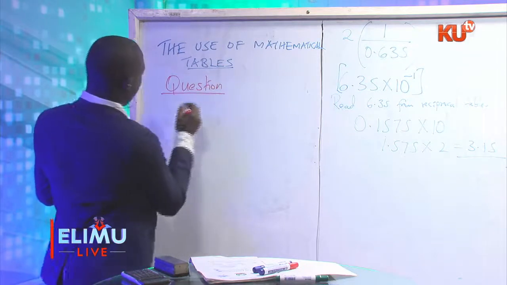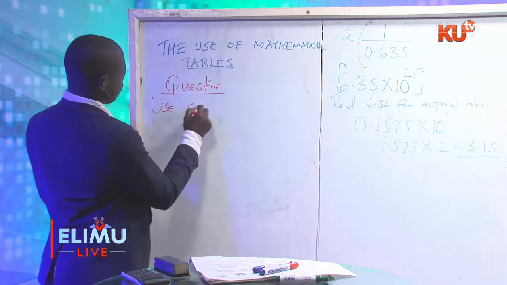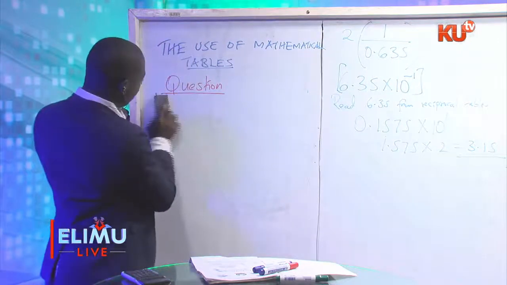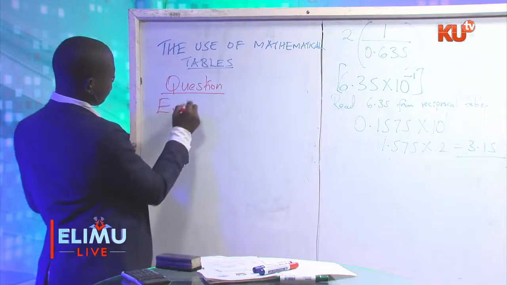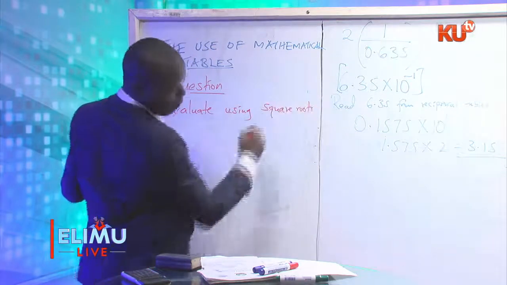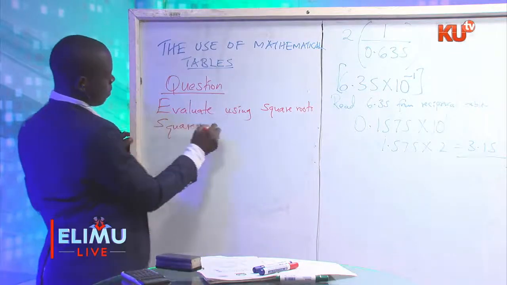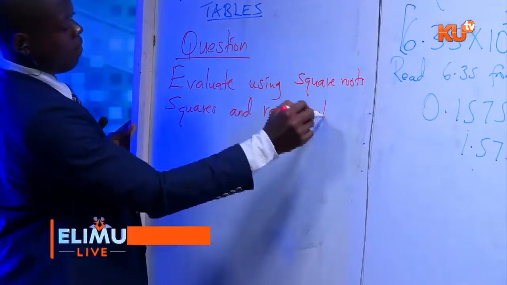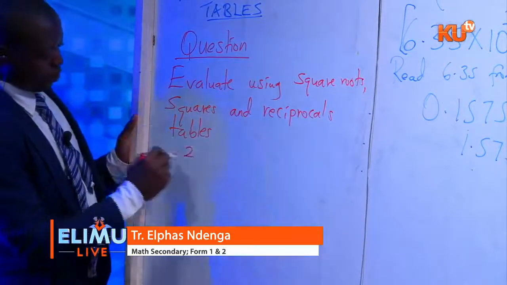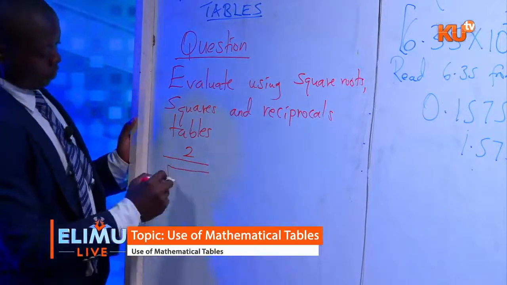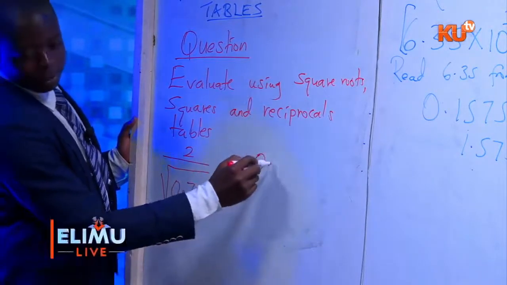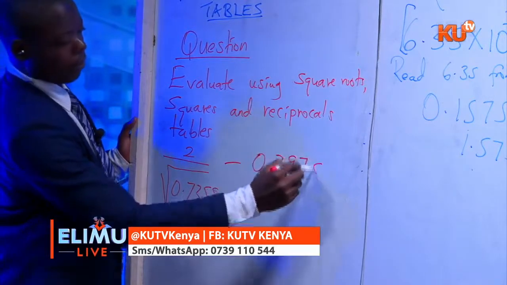This was the question. Evaluate using squares, square roots, and reciprocal tables: 2 over the square root of 0.7359 minus 0.3975 squared.